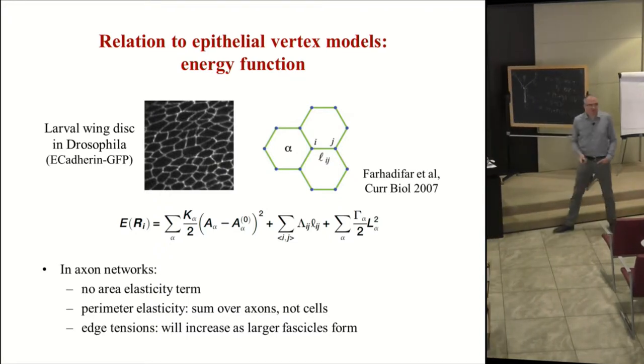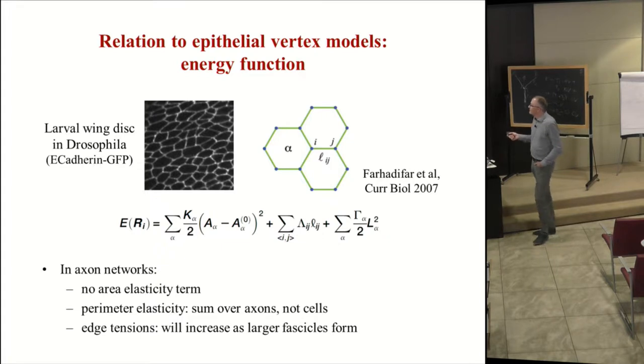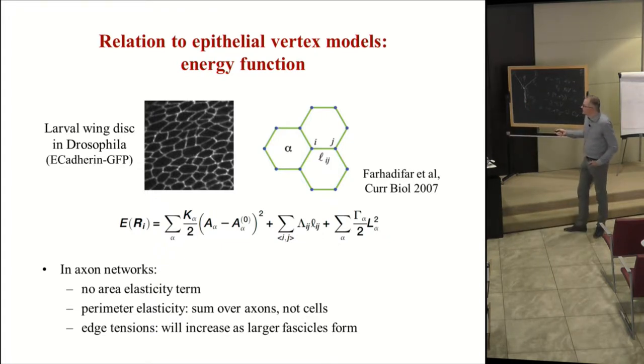Okay, some of you have worked on epithelial vertex models, right? So you know that this is a picture from a developing wing in the fly. These are cells, really, enclosing space, right? And these are the cell walls forming adherens junctions between the cells.